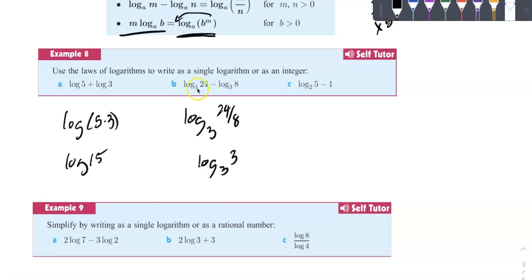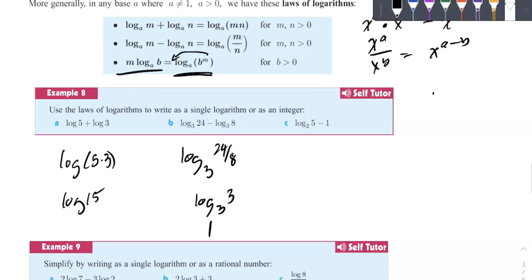Log base 3 of 3, you notice how they're the same? That is 1. Anytime it matches, it's automatically 1 because 3 to the first power equals 3. So my answer here is just 1. And in general, that's almost another rule I'll write down. If you ever see this, that is 1.